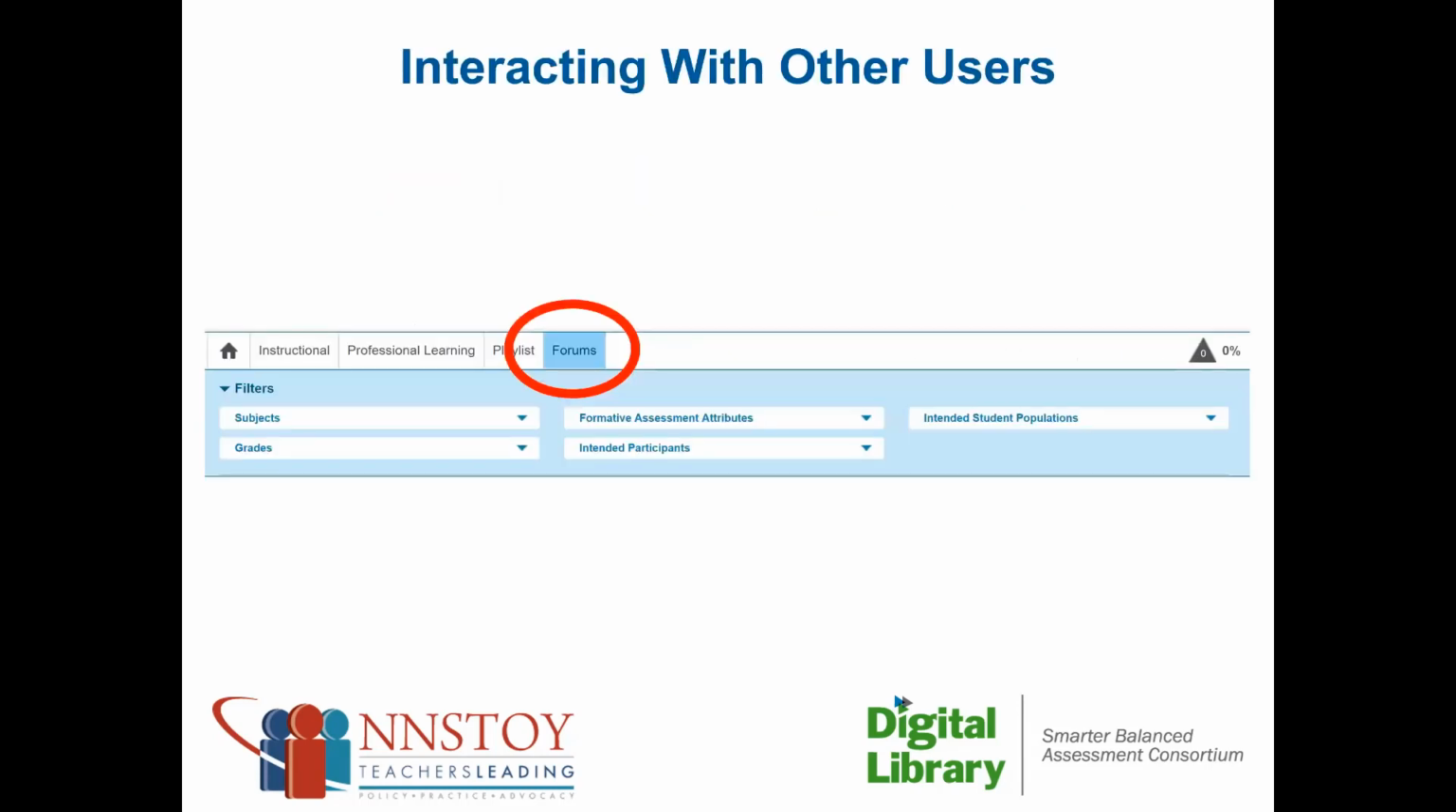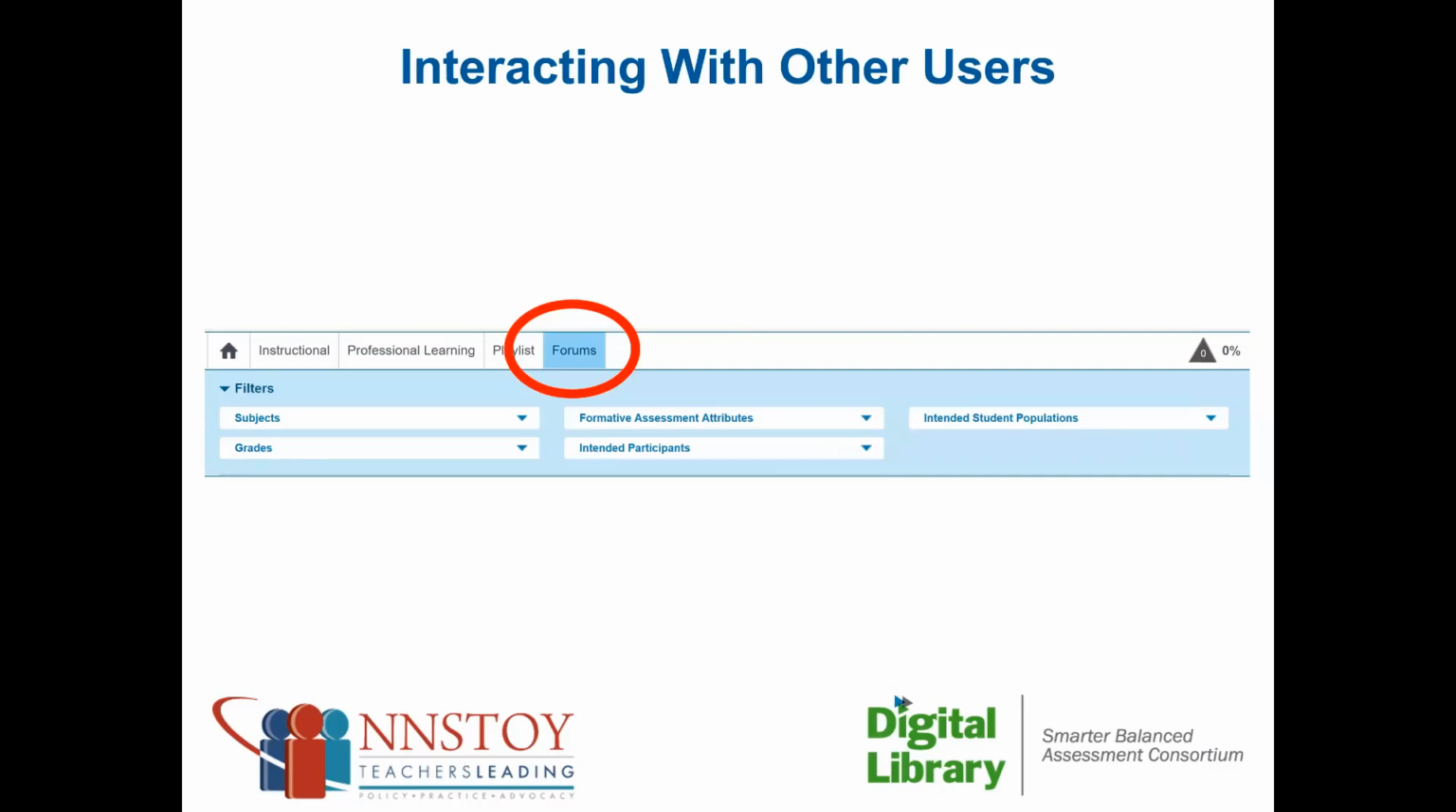The other thing you can do is interact with other users. Heidi mentioned this briefly. There are forums on the website, places where you're intended to be able to interact with other users. And you can see that there are a number of filters that let you find forums that might be of particular interest to you. Digital Library is an interactive site. There are a number of ways you can interact with other members. The forums are probably the main way.